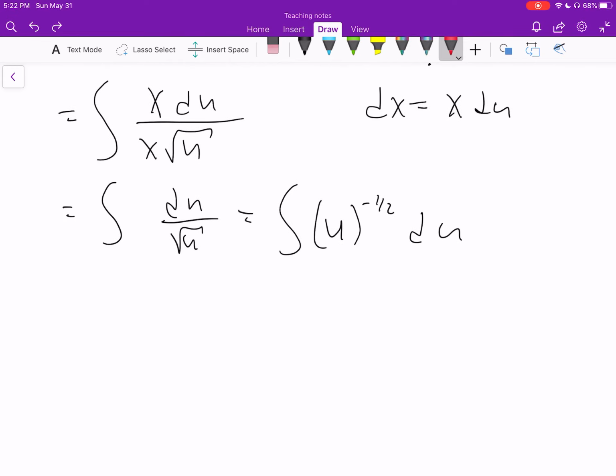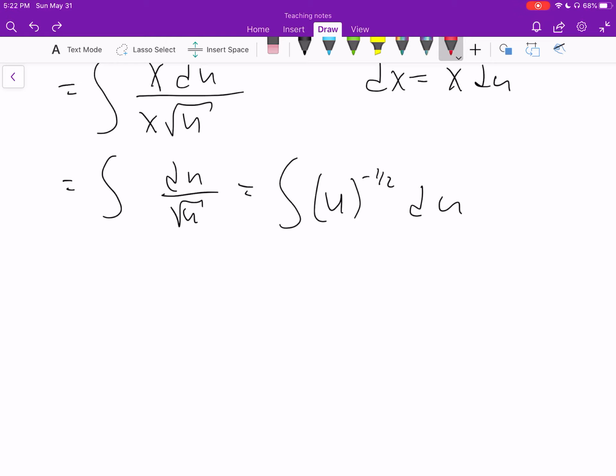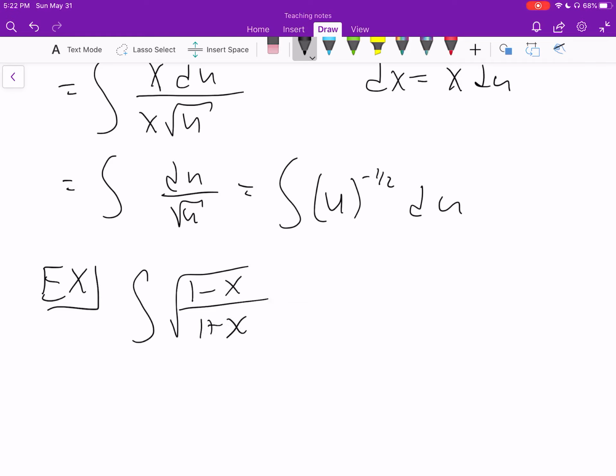All right, so there's one more example, and then we're going to talk about, these are really quick to go through. So we have the integral of the square root of 1 minus x over 1 plus x dx.